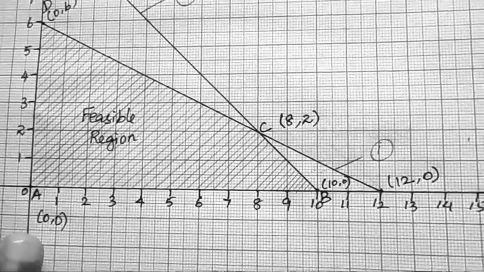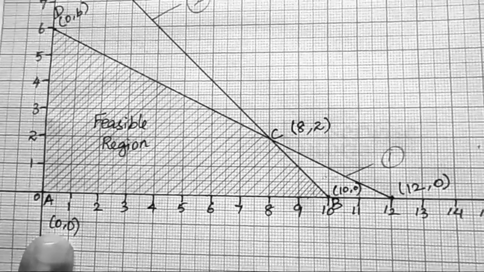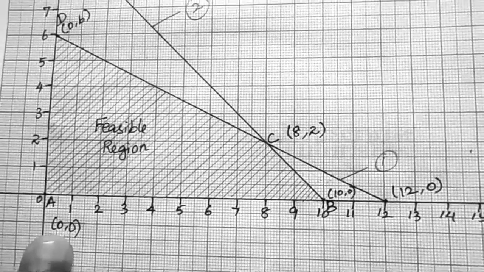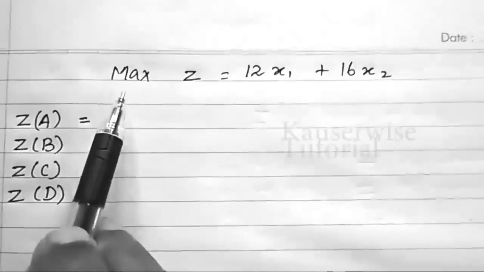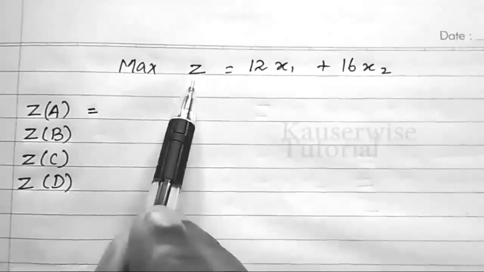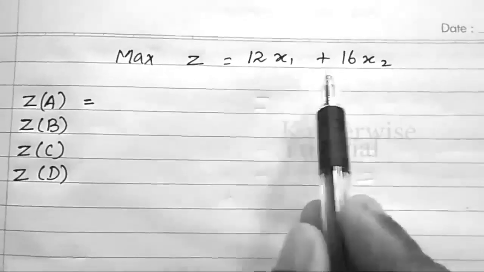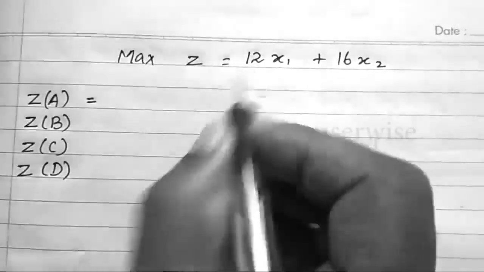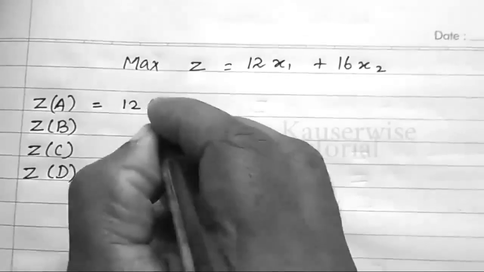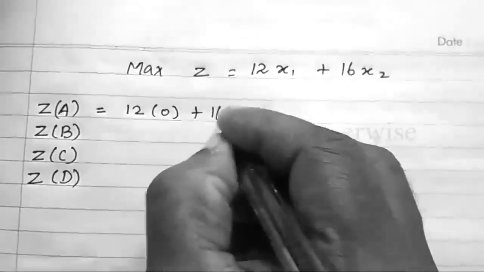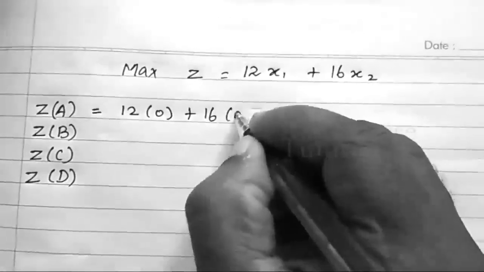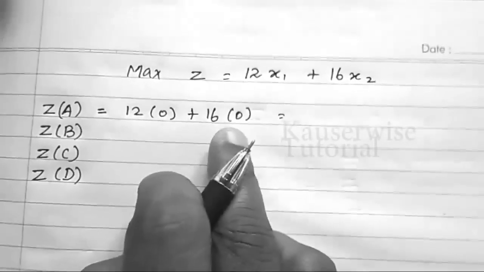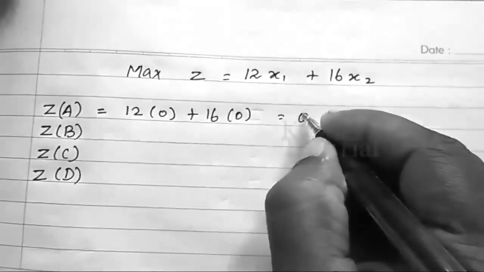Now I am going to substitute A's value, x1 value 0, x2 value also 0, in the objective function. This is the objective function: maximization z is equal to 12x1 plus 16x2. So for A, 12 times the x1 value 0, plus 16 times the x2 value also 0. So what is the answer? 12 into 0 is 0, plus 16 into 0 is 0. So 0 plus 0 is 0.